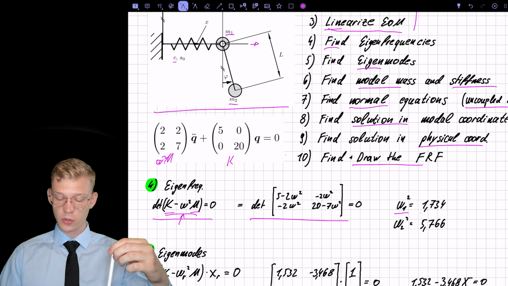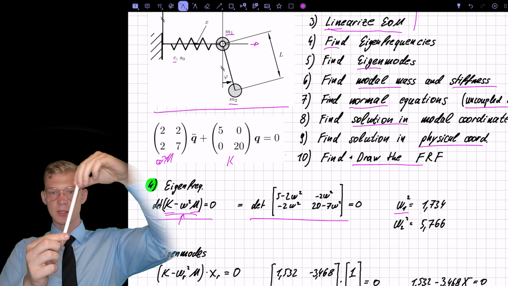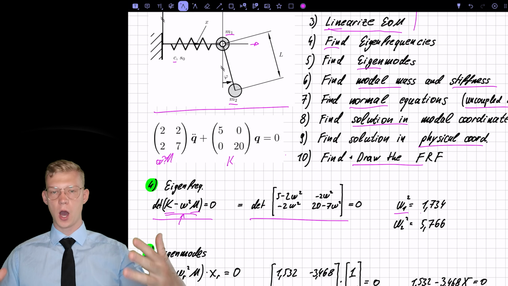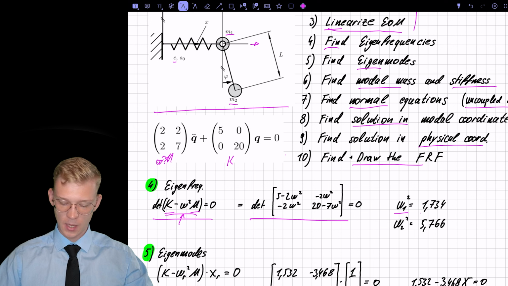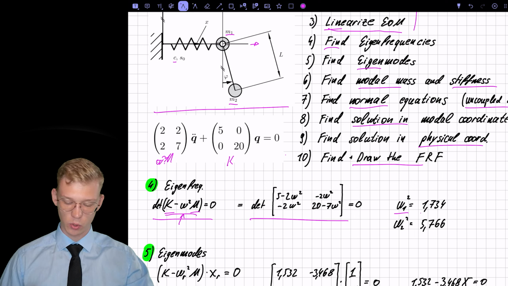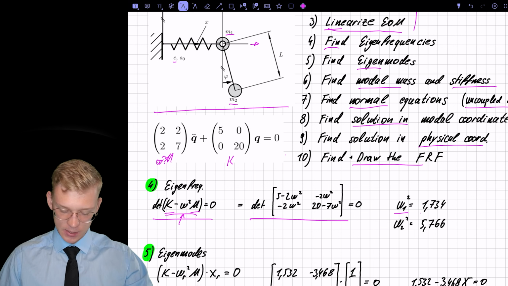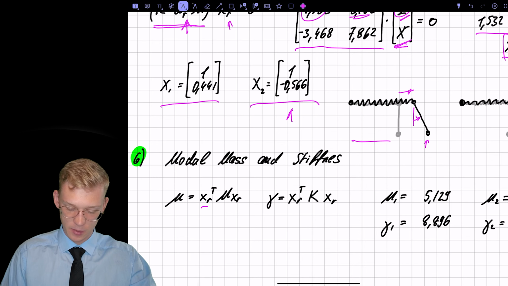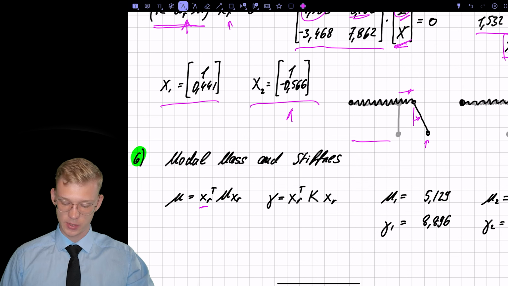So everything moves in the positive direction and negative direction at the same time. If we look at eigenmode 2, the system will move something like this, where these masses move opposite to each other. So after we know that, we can get the modal mass and stiffness. And that is very, very simple. We just have to pre-multiply our eigenmodes that we found here on either the mass matrix or the stiffness matrix. And then we get the modal mass right there, 1 and 2, and modal stiffness.